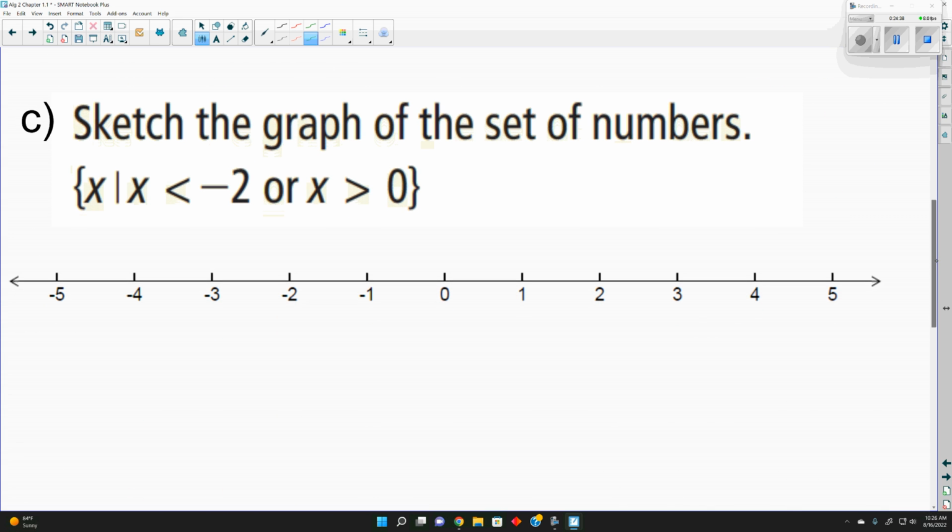Do we want to see another one of graphing? Yes? Let's do one more. So when we look at this here, we say the set of all real numbers x such that x is less than -2 or x is greater than 0.